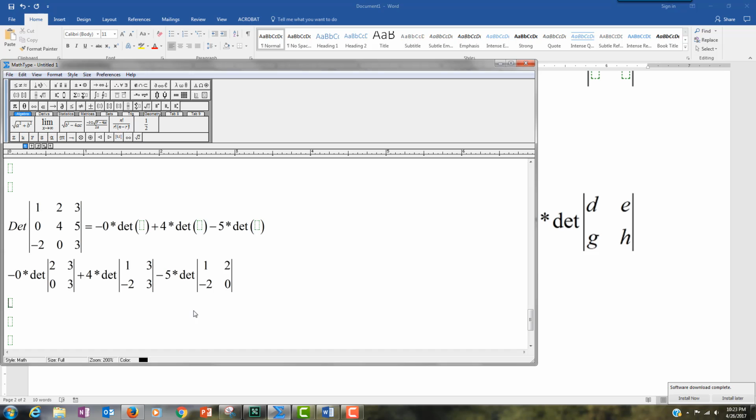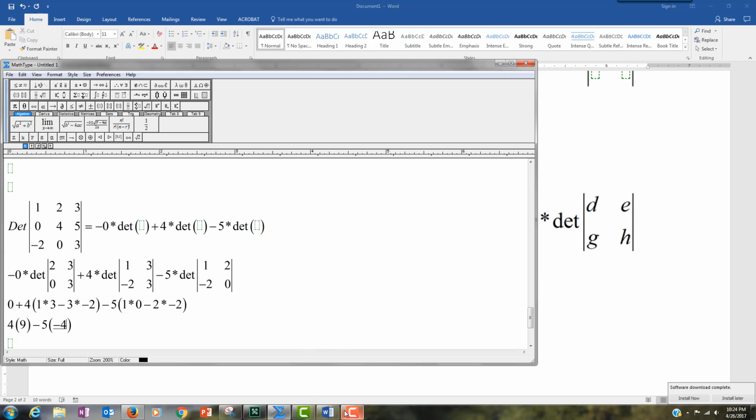Okay, now I'm going to say that negative 0 is 0, and then who cares, right? Because that whole thing is 0. So plus 4 times 1 times 3 minus 3 times negative 2. So I'm just using the definition of a 2 by 2 determinant. Minus 5 times 1 times 0 minus 2 times negative 2. All right, and I carry out the math on that. That would be 3 plus 6, so that's a 9, minus 5 times, let's see, that would be negative 4.